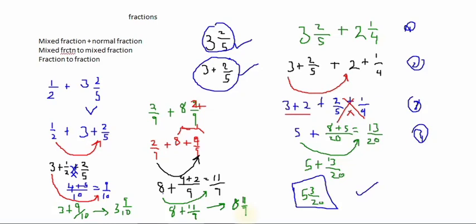Now let's solve this in the other way, where we convert into improper fractions, and from the improper fractions we solve it and get the answer. Now let's pick this question over here, the first question we solved. Now let's use the other method to solve it.